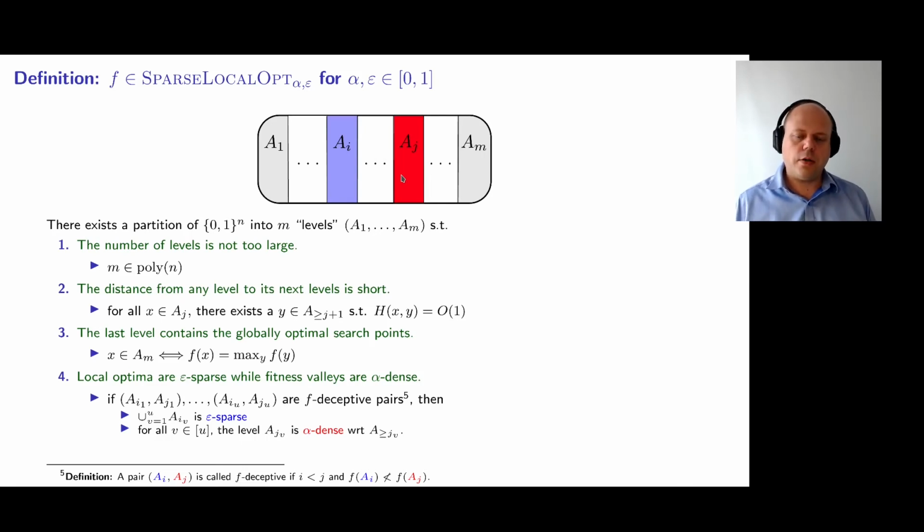We call the first element of the pair the fitness peak, and the second we call the fitness valley. What we require is that if we collect all such pairs and take the union of the fitness peaks, these are epsilon sparse. And for any fitness valley, we require that it is alpha dense with respect to AJ and the levels above AJ. This means that if I'm in a fitness valley, at least an alpha fraction of my neighbors are within level J or higher.